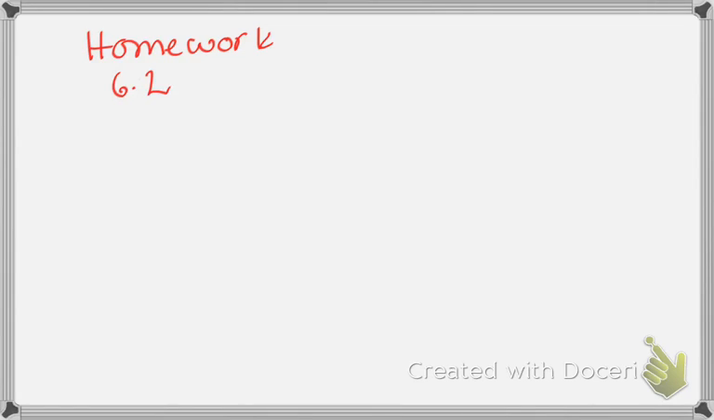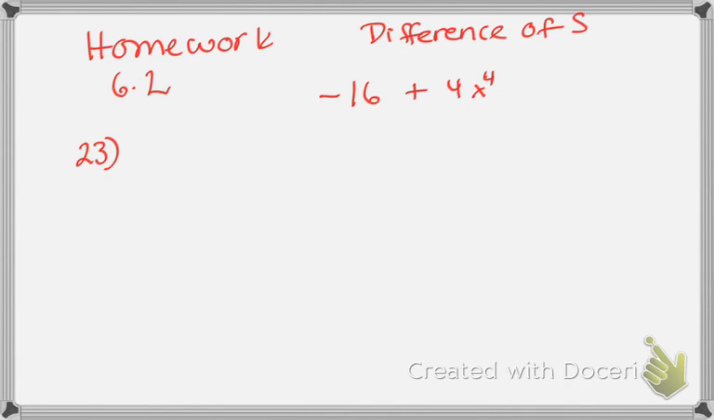The first one I wanted to talk about was number 23. Number 23 comes to us looking like this: negative 16 plus 4x to the fourth power. Now, this is our section on difference of squares. So, the question is, is this a difference of squares? Well, we can move the numbers around. 4x to the fourth is positive and minus 16 is negative. And so when we look at it like that, yes, it is a difference of squares.